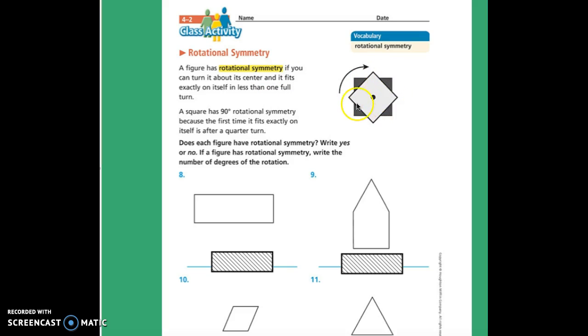I look at this figure. If I turned it one little part here, it's not even quite 90, it's about 45 degrees. It'd be right here.